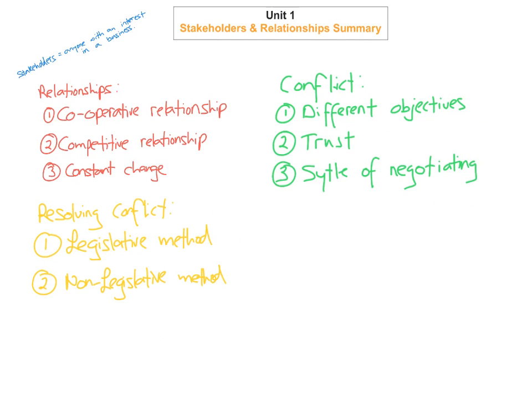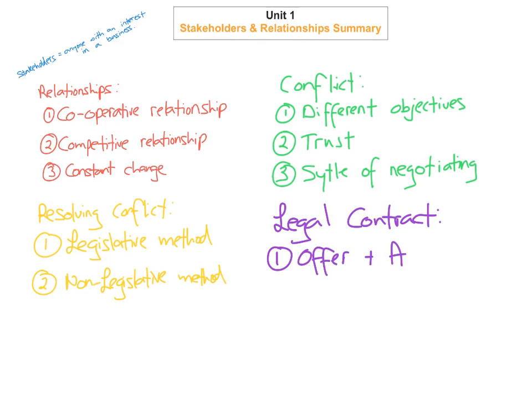The next thing we're going to look at is a legal contract, and this is something that comes up quite frequently in the Leaving Cert exam. So what is a legal contract? First of all, you need to know what a contract is, and a contract is a relationship that exists between two or more stakeholders. So what makes a contract legal? Okay, the first thing is there has to be an offer and an acceptance.